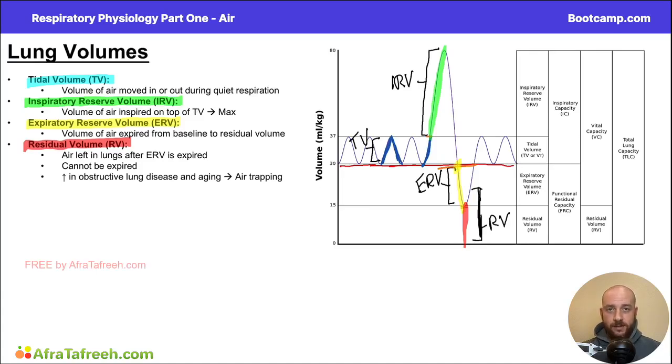And one thing to keep in mind about lung volumes is that there is no overlap between any of the lung volumes. Where one volume ends, another begins. So there is no overlap. They are all standalone volumes.